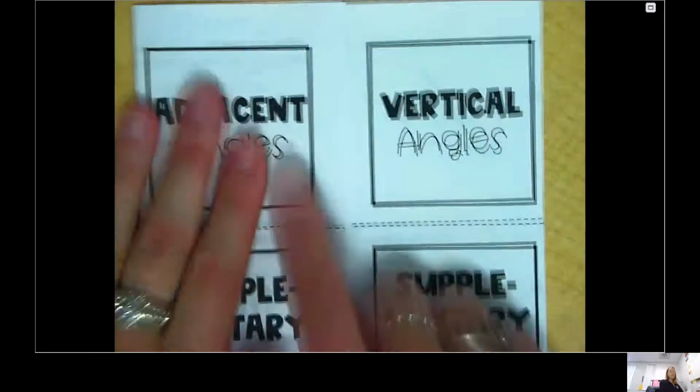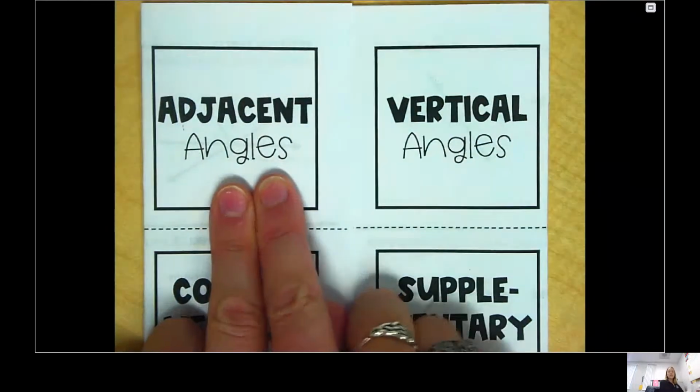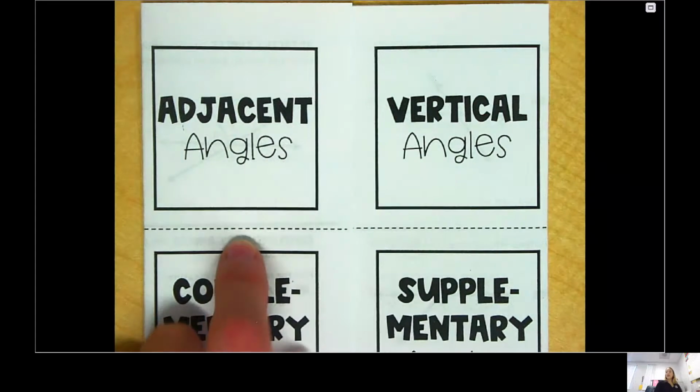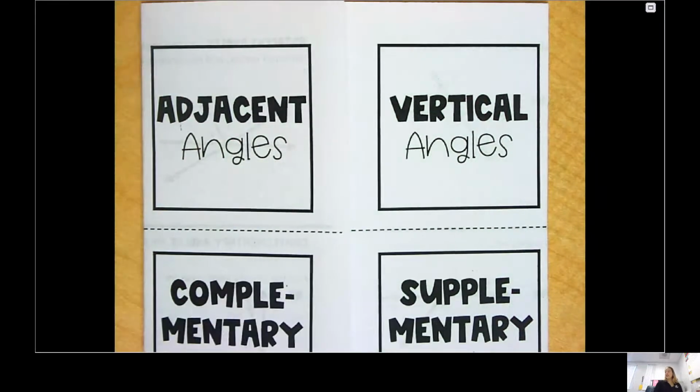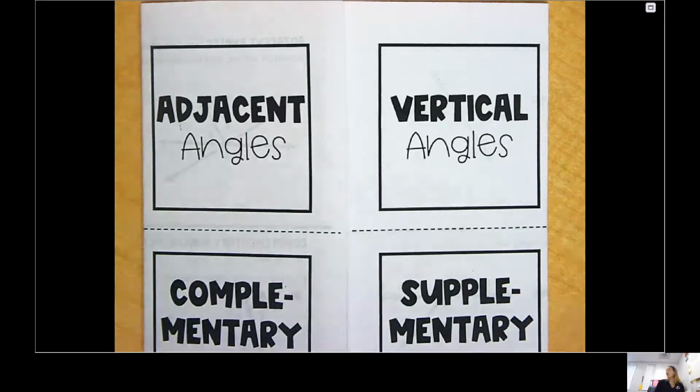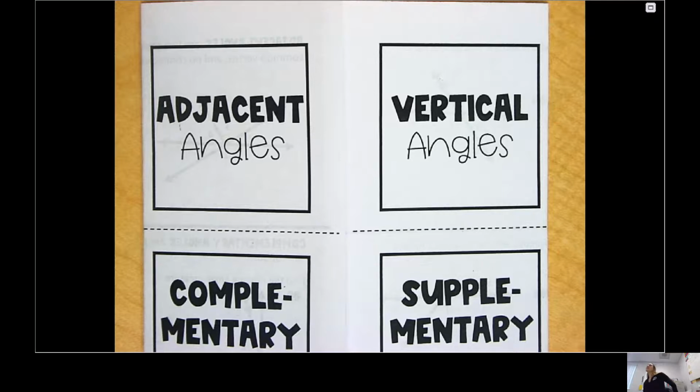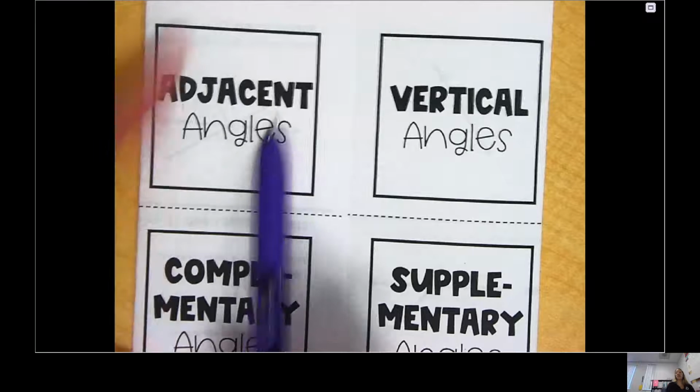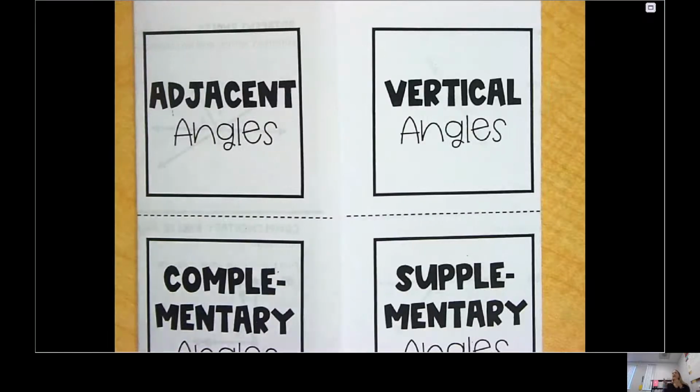We're going to start on the left with adjacent angles. Has anybody heard the word adjacent before? Does anybody know what it means? Yes, it means next to. So when we talk about angles that are adjacent, we're talking about angles that are right next to each other, touching each other. So we're going to open up my little flap here.